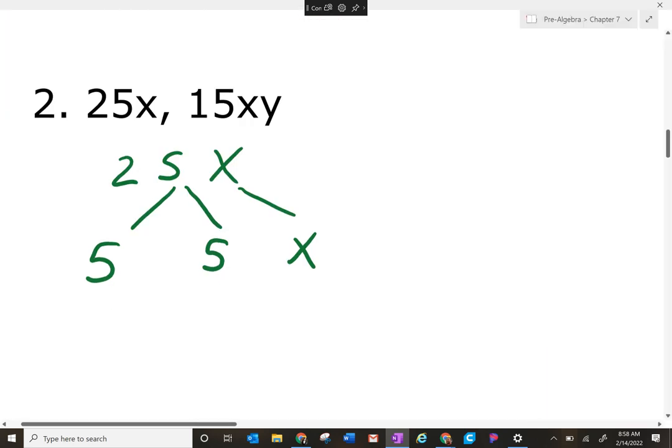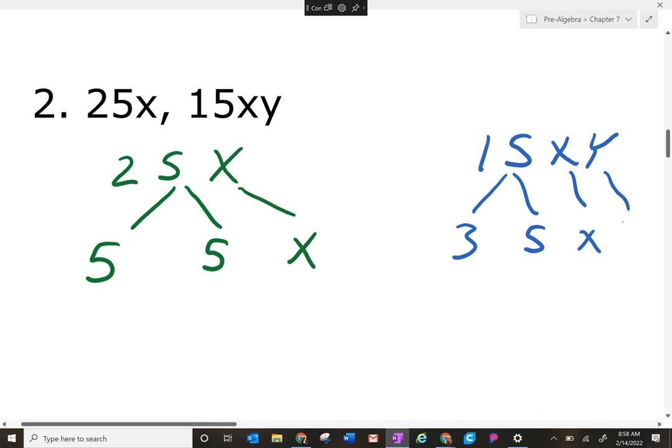I'm going to grab a different color pen. Now I've got 15xy. I've got 2 letters. This is getting crazy. Okay. I'll start with my 15. Perfect. I got 3 times 5. This x is all by itself. This y is all by itself. So if I wanted to put commas in between or multiply it all together, this one is now at the prime factorization. I've got a 3 times 5 times x times y. That'll give me this.